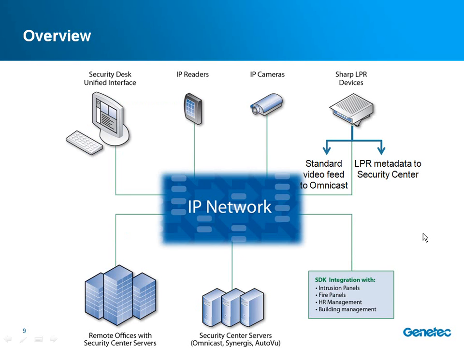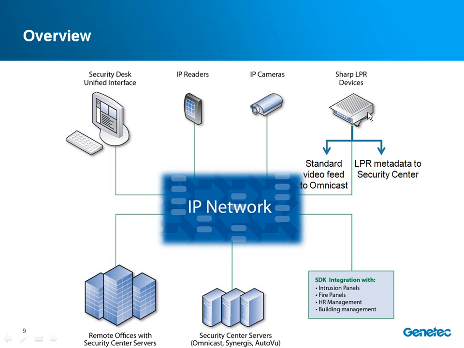If we take a look at our standard network diagram, we can see that the Sharp cameras are connected like any other IP device. There are two sets of information that are being sent from the Sharp cameras. The live feed from the camera is sent to the Omnicast system and can be viewed in Security Center as a camera attached to an integrated Omnicast system.